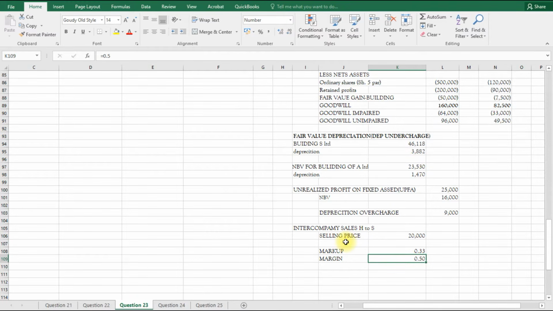Therefore, our unrealized profit, our UPCS, will be equal to this value multiplied by this margin, multiplied by how much remained: a quarter, 1/4. A quarter is the one that remained. We enter, which will give us 2,500.